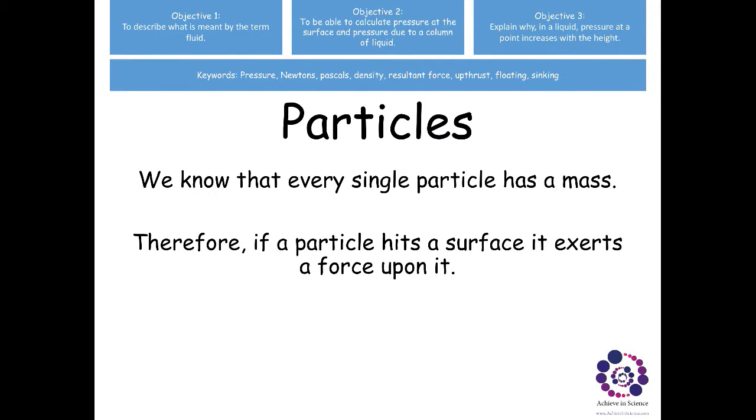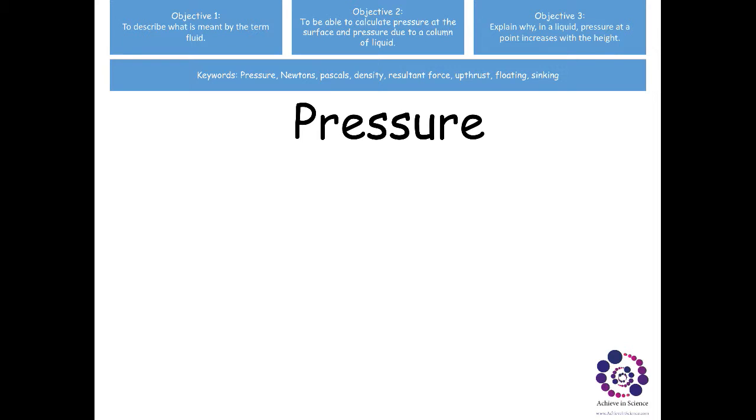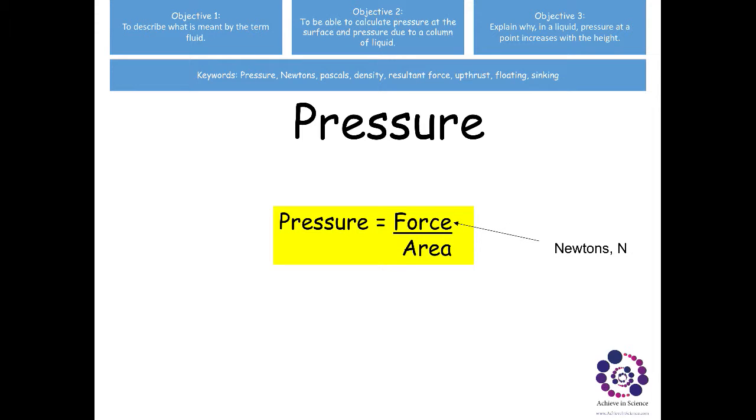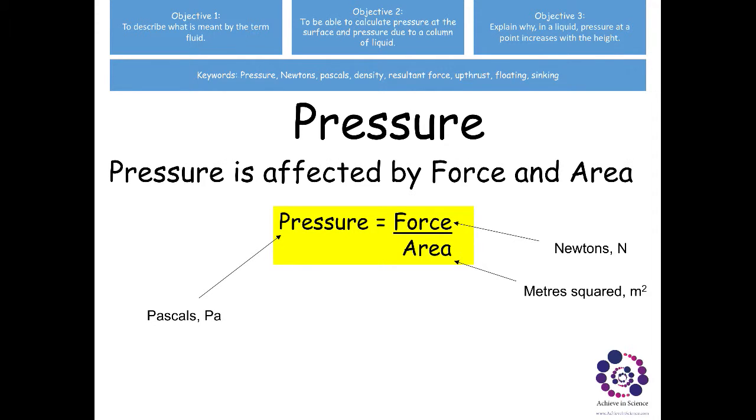Now let's move to some maths. There is an equation for calculating pressure. The equation is force divided by area, where force is measured in newtons, area is measured in meters squared, and pressure is measured in pascals. So therefore pressure is affected by both force and area. The bigger the force, the bigger the pressure. The bigger the area though, the smaller the pressure, because we are dividing by area. So the bigger the number of area, the smaller the pressure becomes.